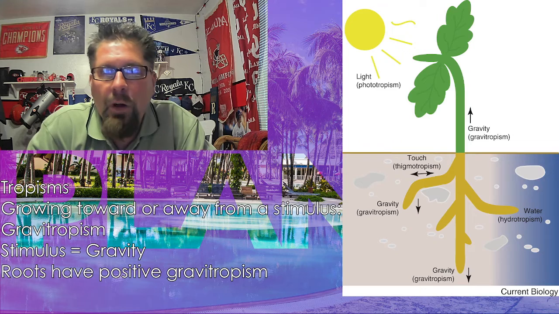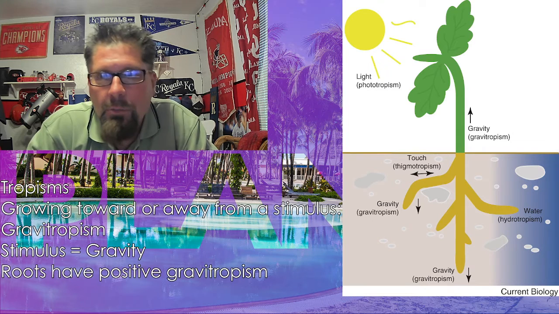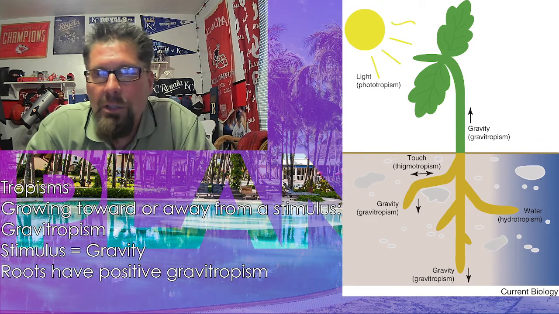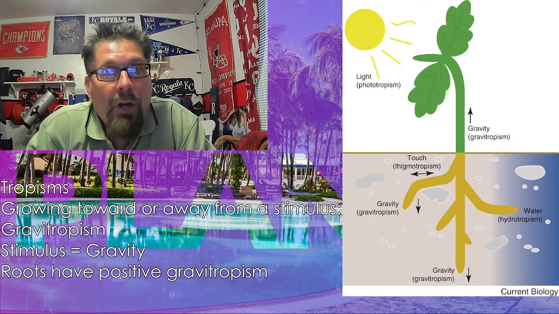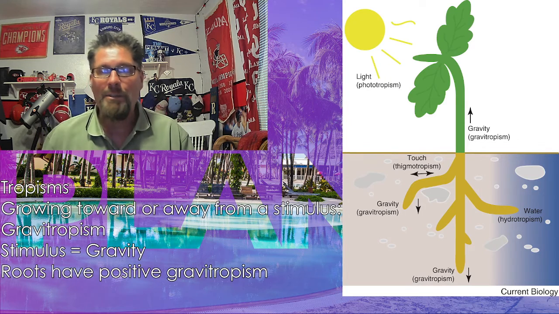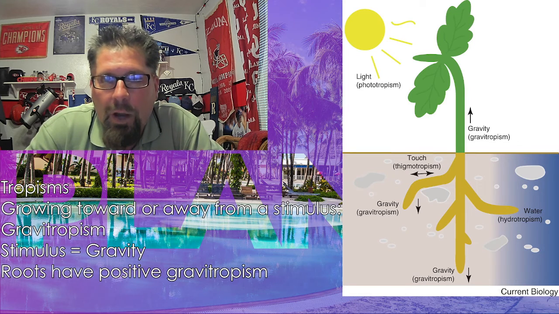Okay, our next one is a super obvious one as well. Growing towards or away from gravity, gravitropism. And again, as I mentioned earlier, this is one where the positive or negative aspect is pretty easy to see. Roots have a positive gravitropism, but leaves do not. Roots have a negative phototropism, but leaves have a positive phototropism. It's the idea of growing towards or away from gravity.